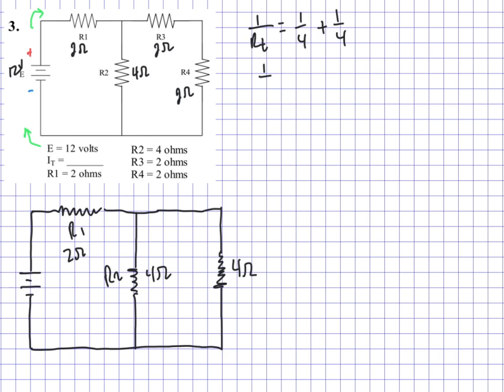So 1 over RT is going to be equal to 2 over 4, and if we do the inverse of that, RT would be equal to 4 over 2, or 2. So our total resistance of those two branches is going to be 2. Watch what's going to happen. I'm going to rewrite this again, but you'll notice we just keep simplifying it. So I'm going to write it right here.